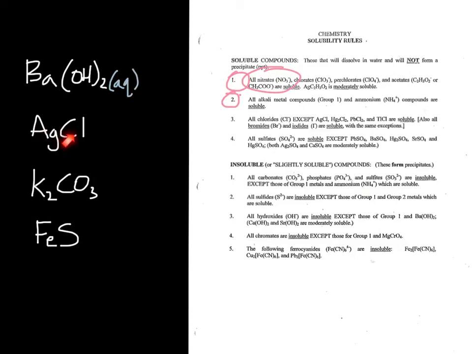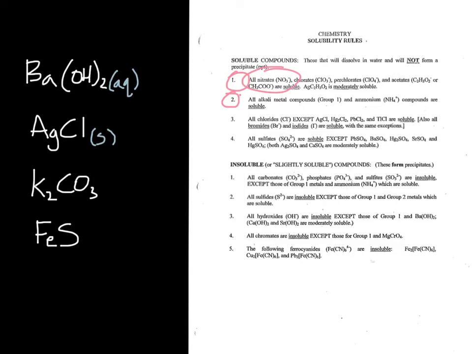Next one is silver chloride, so we're looking for silver or chloride. We scan through the rules, and right here, rule number 3, all chlorides except silver chloride are soluble. So that's one of the exceptions for the chloride rule, which means that it is not soluble, and so it's going to be a solid.